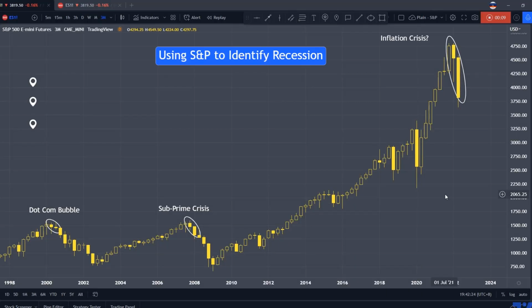Now, instead of waiting for NBER to officially declare the confirmation of a recession, an alternative way to identify it is using the US indices quarterly chart, especially the S&P. Now, we will discover exactly how to do that.